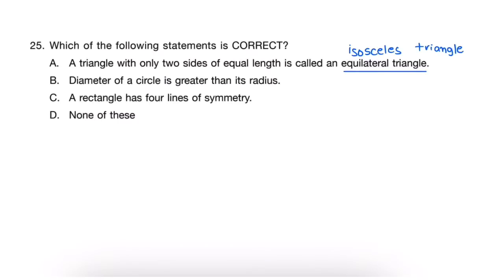B. Diameter of a circle is greater than its radius. Yes, it is correct, because in a circle, if the starting point is this, this is the radius. Let's say this is 4 cm. So its diameter will be 4 plus the other half, 4. That is 8 cm. So this is the radius, 4 cm, and this is the diameter, 8 cm. Diameter is more than the radius. So the correct answer is option B.